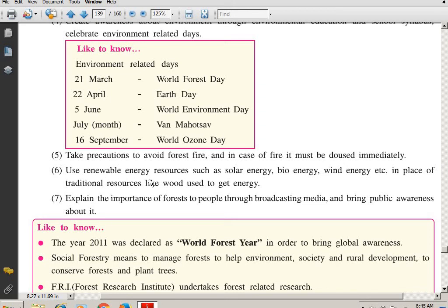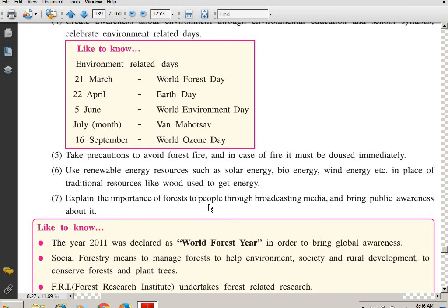Use renewable energy resources such as solar energy, bioenergy, wind energy, etc., in place of traditional resources like wood used to get energy. So instead of wood, start using solar energy, bioenergy, wind energy. In many places now, many people are using solar energy in their house. Not only for hot water, but also for cooking, they are using solar energy. Electricity is also on solar in many places nowadays.